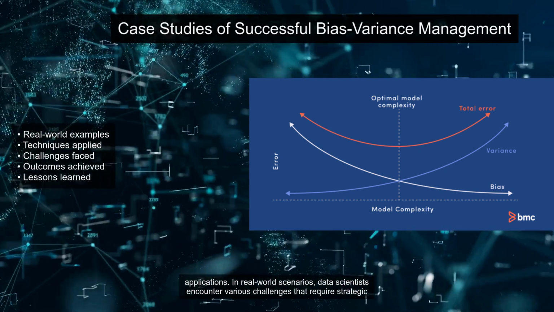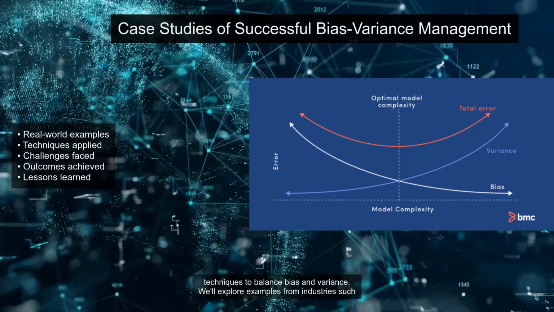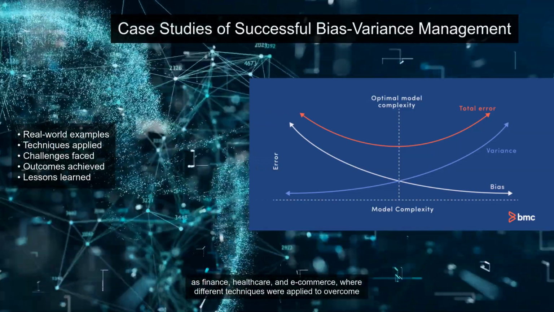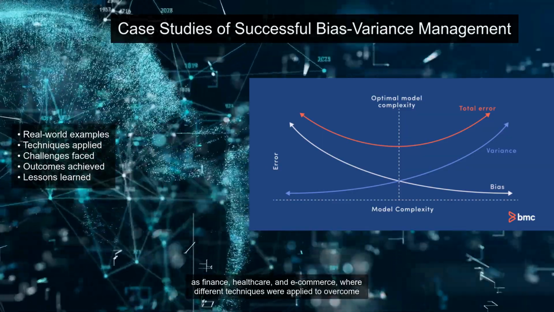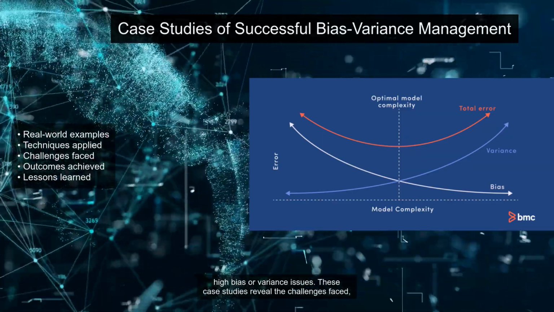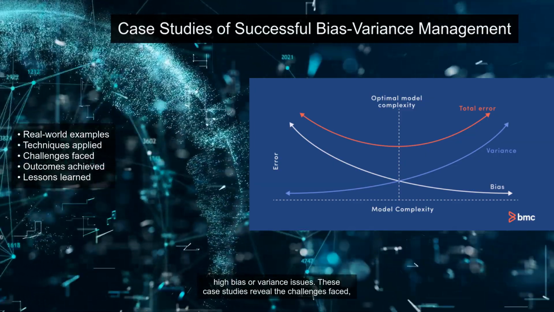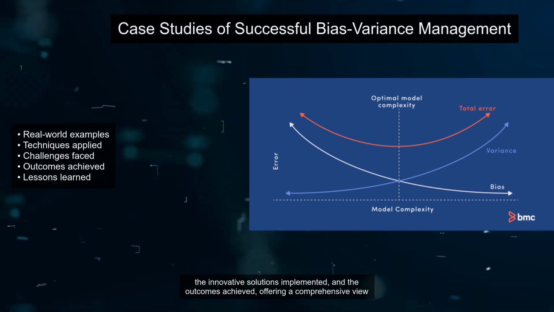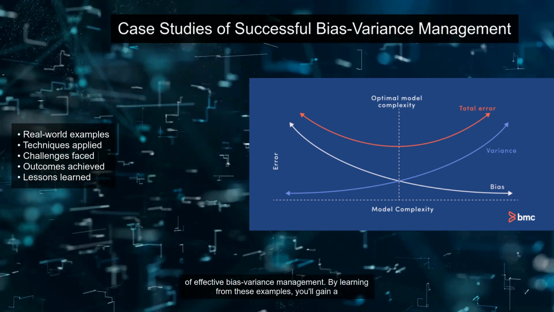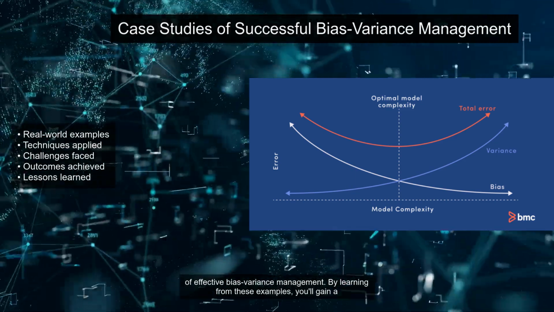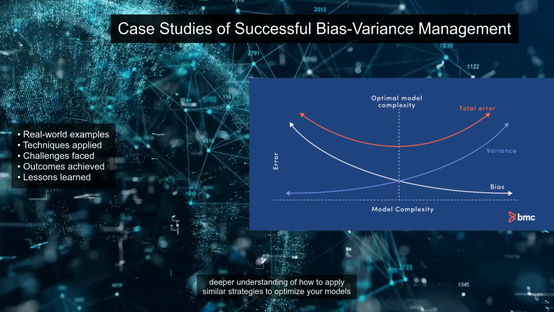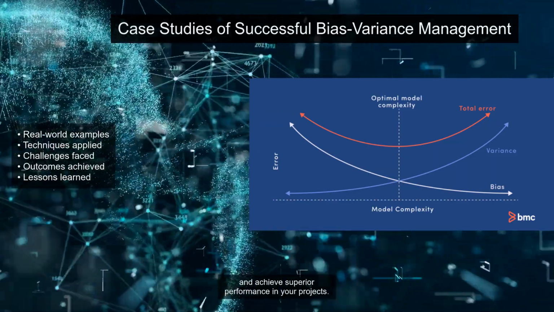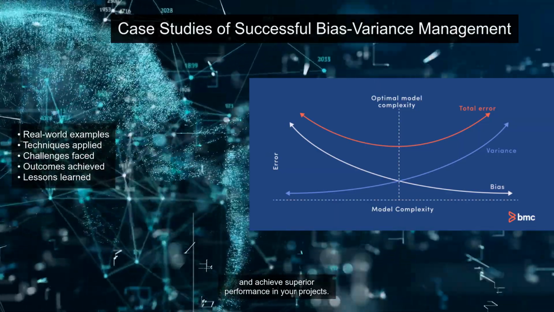Examining case studies of successful bias-variance management provides valuable insights into practical applications. In real-world scenarios, data scientists encounter various challenges that require strategic techniques to balance bias and variance. We'll explore examples from industries such as finance, healthcare, and e-commerce, where different techniques were applied to overcome high bias or variance issues. These case studies reveal the challenges faced, the innovative solutions implemented, and the outcomes achieved, offering a comprehensive view of effective bias-variance management. By learning from these examples, you'll gain a deeper understanding of how to apply similar strategies to optimize your models and achieve superior performance in your projects.